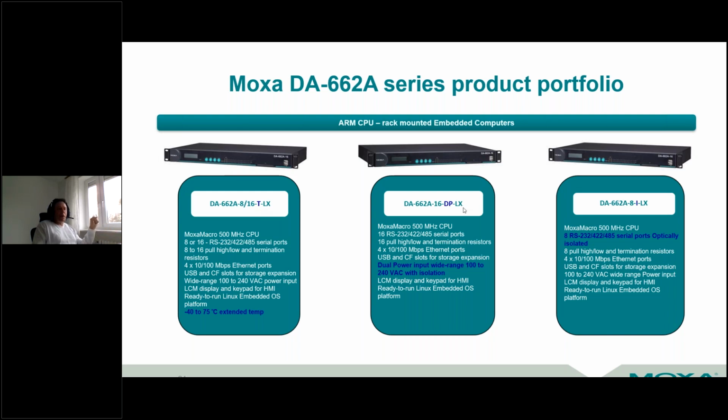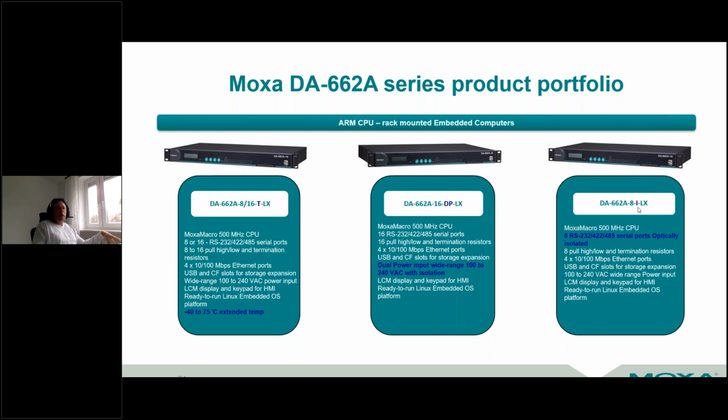In the case that customer needs redundancy in the power, he's not sure, his power is not stable, we are providing device with dual power input wide range from 100 up to 240 volts AC with isolation. And when you see the capital letter I in the name of this device, it means that serial ports are optically isolated.